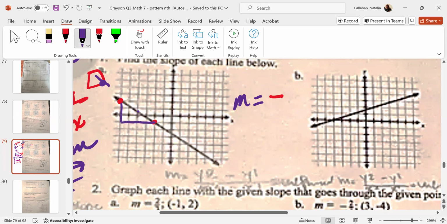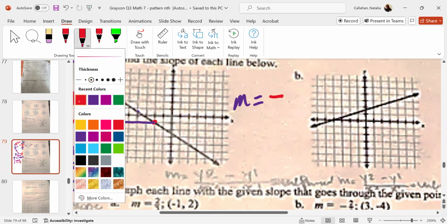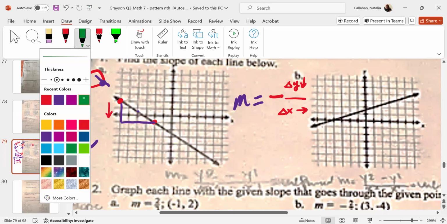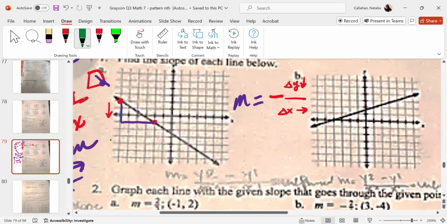Your slope is going to be change in y, which means it's going down, over change in x, which is going right. You see that? How many units are you going down? 1, 2, 3. 3 units down, that's change in y. So that's going to be 3. Do you see that? How many steps are you going over? 1, 2, 3, 4. So that is change in x, which is 4. So your answer is negative 3 over 4.